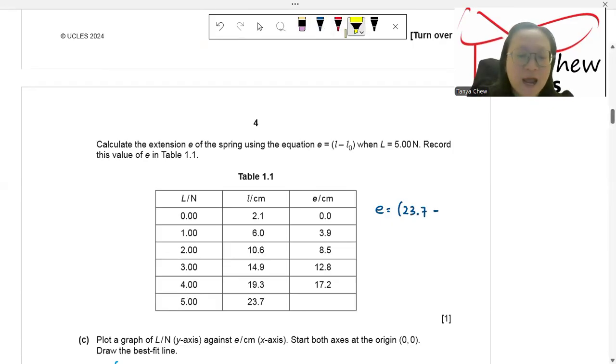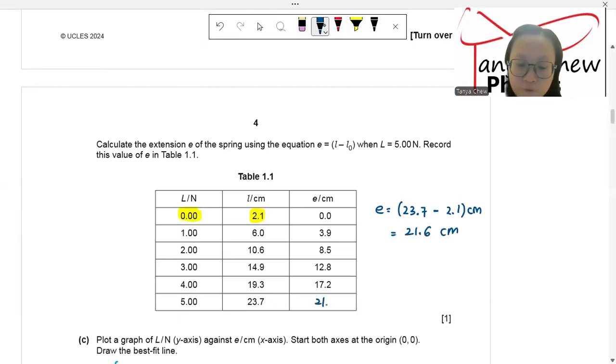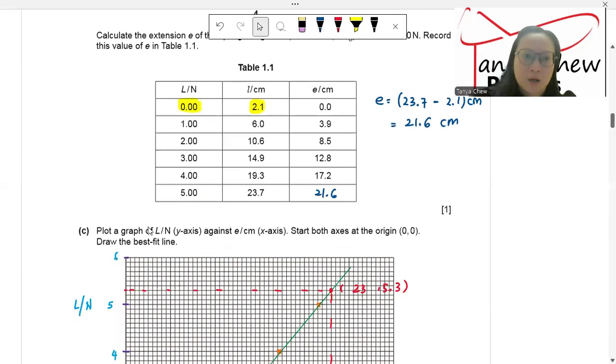What is L naught again? L naught is the initial length when there is no load on the spring, which is equal to 2.1 cm. So the answer is 21.6 cm. Just put it here. Fill in the blank here. 21.6 is the answer.